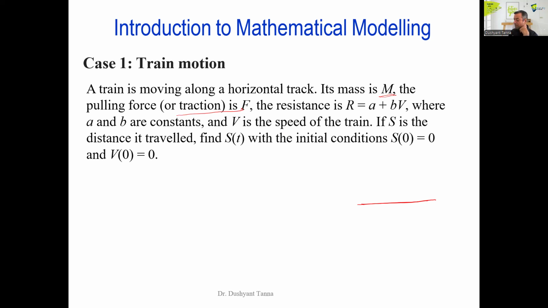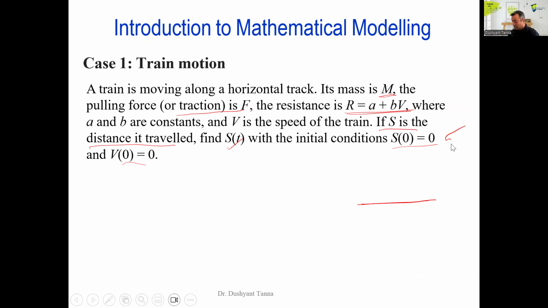The resistance R is given by A plus BV, where A and B are constants. V is the speed of the train. If S is the distance traveled, find S of t, distance as a function of t, with the initial conditions S of 0 is 0 and V of 0 is 0. If the initial conditions are not given, then your answer will contain some constants. In order to remove the constants, we should be given some particular conditions, right?